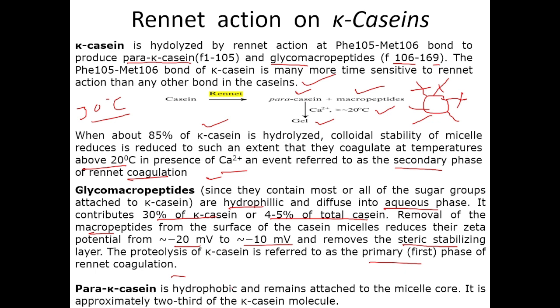The para kappa casein is hydrophobic and remains attached to the micelle core, and it is approximately 2/3 of the kappa casein molecule. It remains with the cheese because it contains hydrophobic amino acids, whereas GMP, which is more hydrophilic, contains the carbohydrate portion and also polar amino acids, and goes into the whey. So this is an evergreen reaction, and a very important reaction during cheese making.